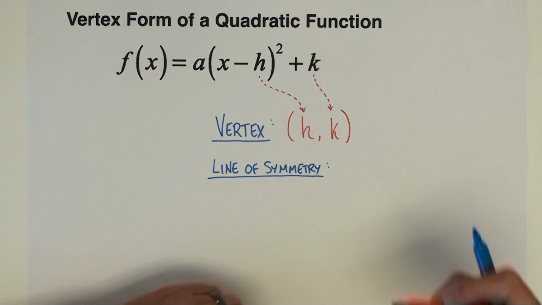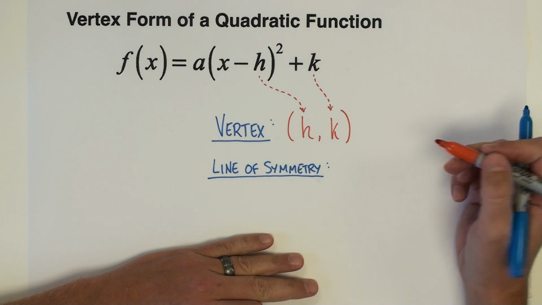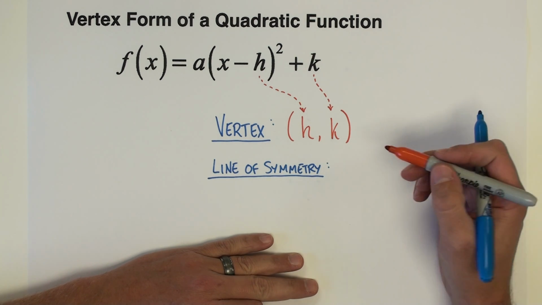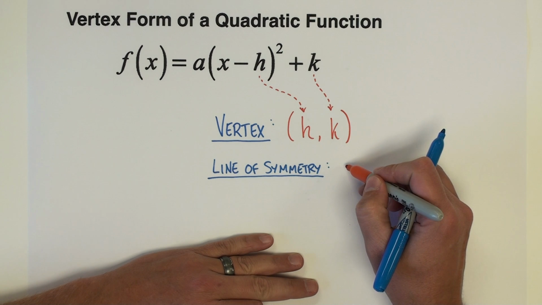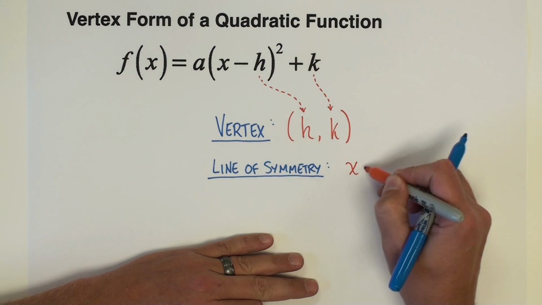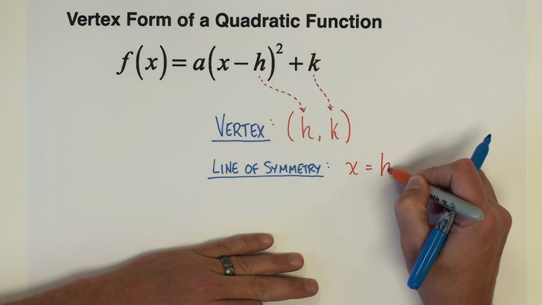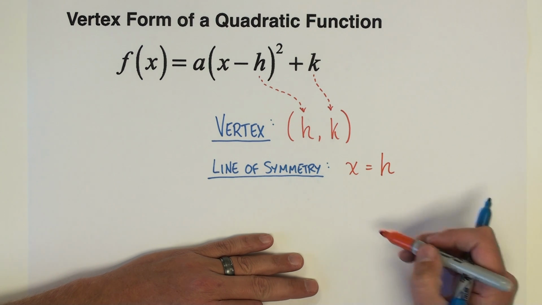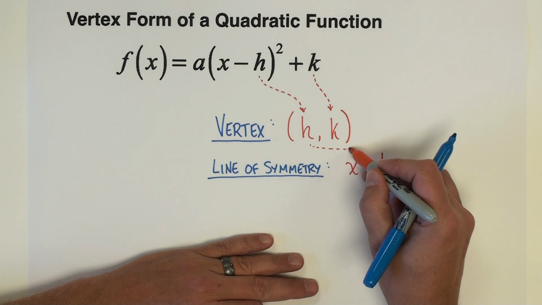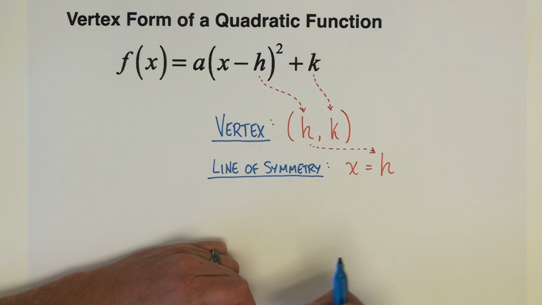Now, the line of symmetry simply goes through the middle of the parabola. It goes through the vertex. So whatever the x-coordinate of the vertex is, that's where the line of symmetry is. So this h here is the same number right there.